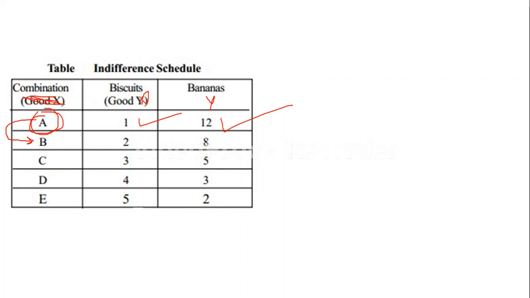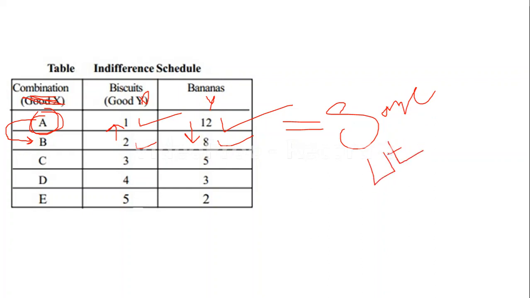If he wants to choose combination B, he will get 2 biscuits and 8 bananas. Yes, here the number of bananas is reduced, but the number of biscuits is increased. Because of this, one good has decreased but the other good has increased. So because of this, the consumer will get the same level of satisfaction. So his level of satisfaction or utility is not decreasing here.